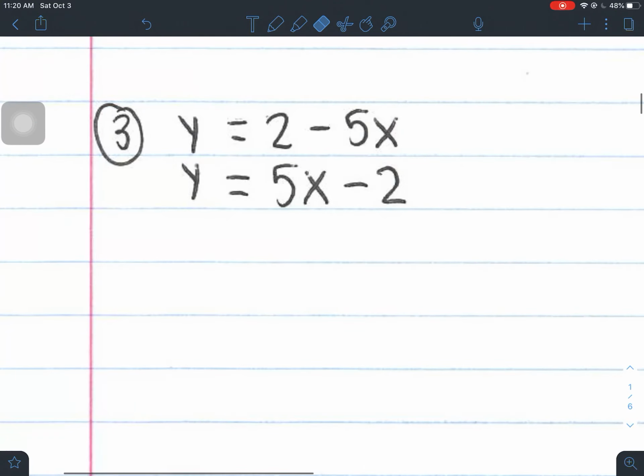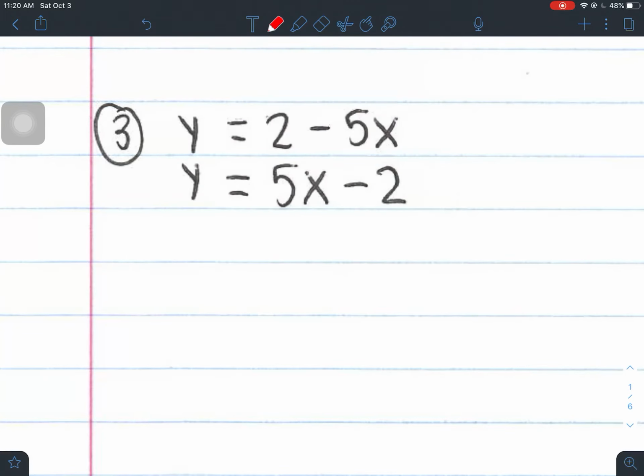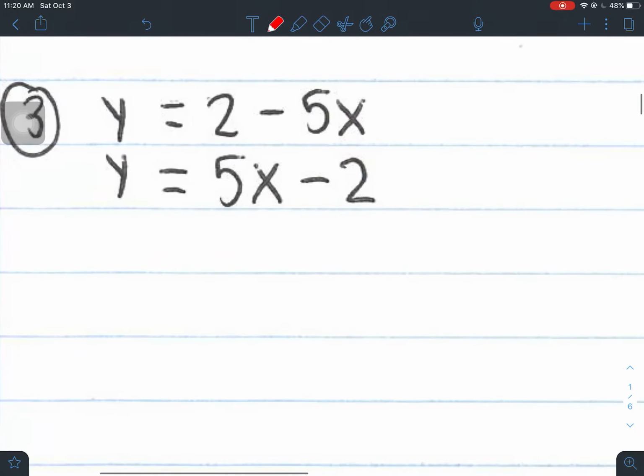Moving on to number 3, we have y equals 2 minus 5x and y equals 5x minus 2. In this case, again, I already know my slope because the y is already by itself in both equations, so I don't have to do any work to find the slope. The slope of the first equation is going to be negative 5. Remember, it's attached to your x. You want to be super careful about that. It's not always the first number that you see. And then the slope of the second equation is positive 5.